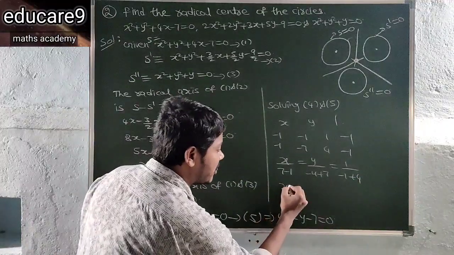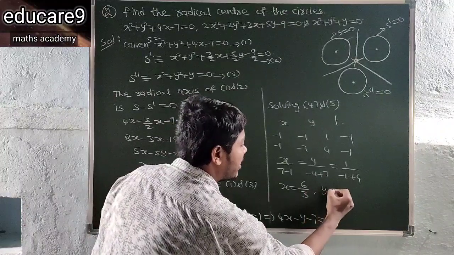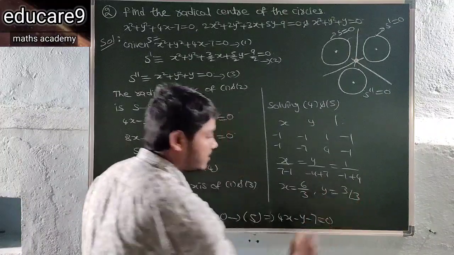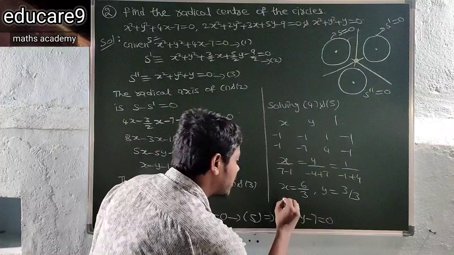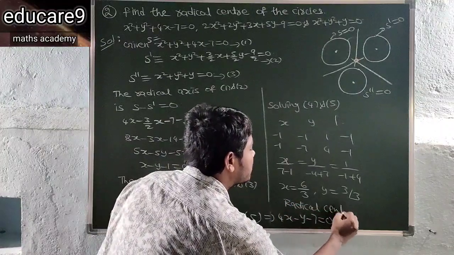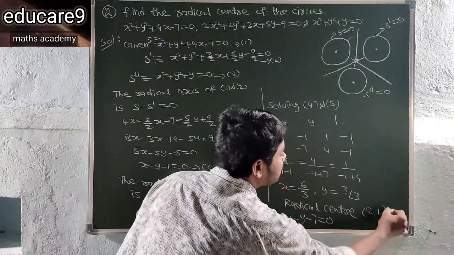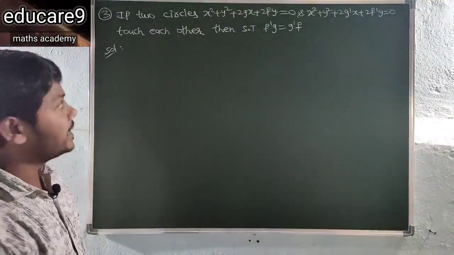So clearly what is the x value? 6 by 3. And what is the y value? 3 by 3. So therefore, what is the radical center? 2, 1. Okay. So see here, next, the third one.